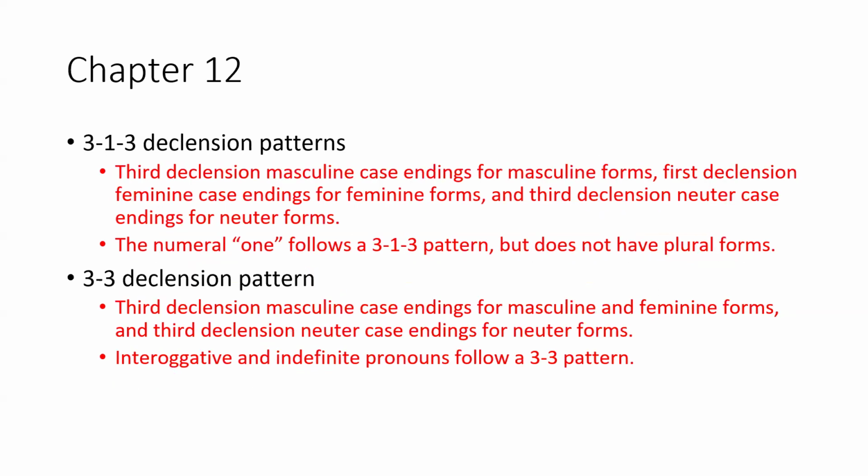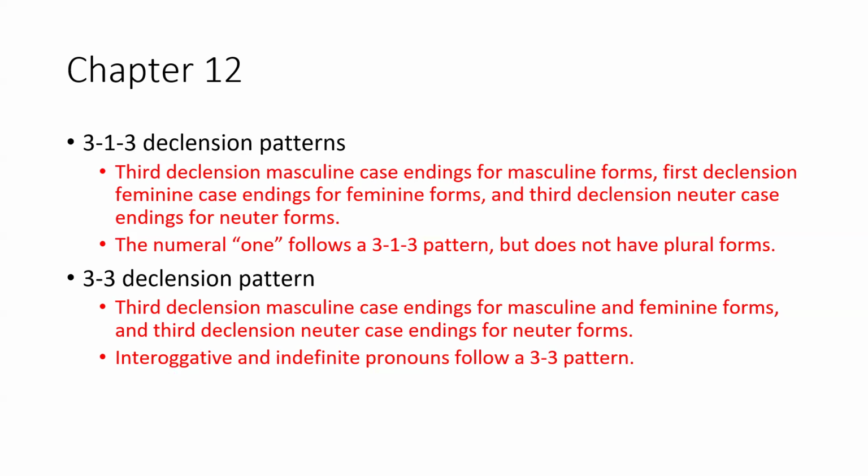So 3-1-3 declension patterns: third declension masculine case endings for masculine forms, first declension feminine case endings for feminine forms, and third declension neuter case endings for neuter forms. So that's the 3-1-3. The numeral 1 follows a 3-1-3 pattern, heis, mia, hen, but does not have plural forms. And that's obvious why it doesn't have plural forms, right? Because it's the number 1. You can't have plural 1.